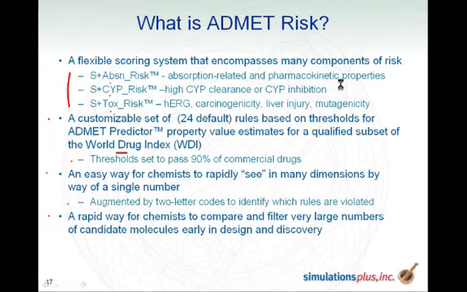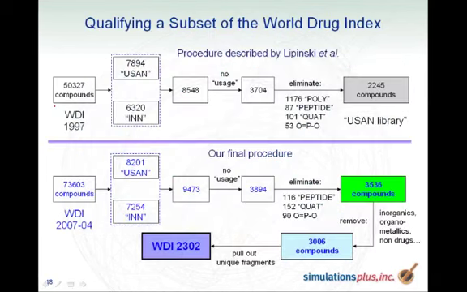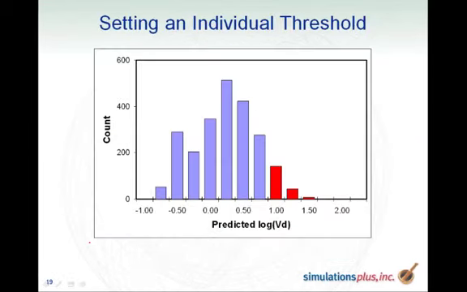Okay. So this slide simply on top illustrates how Lipinski defined his World Drug Index, or subset of the World Drug Index. So he started with a 1997 version of the World Drug Index. We started with the 2007 version, and we ended up with 2,300 compounds in our subset of the World Drug Index.